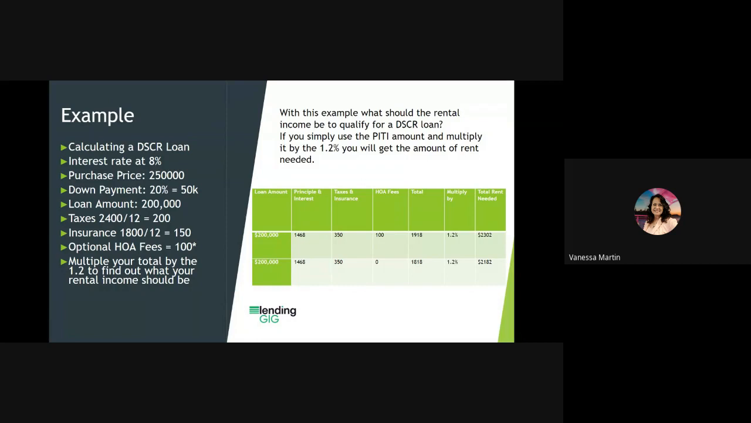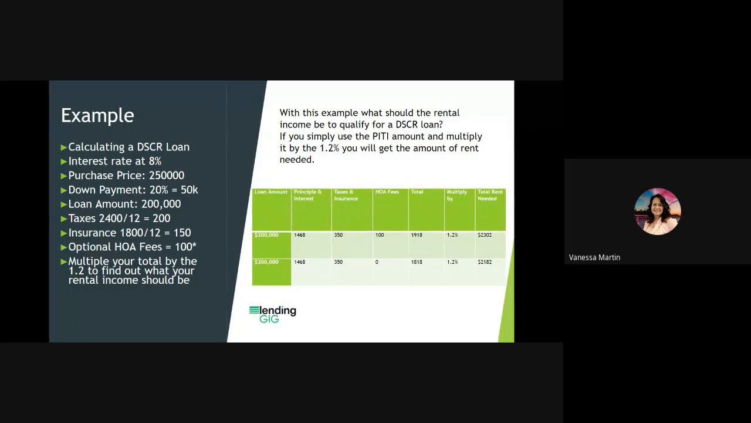You have your taxes and insurance, and you have your HOA fees. In the first example, it comes to $1918. So if you take that number and multiply it by the 1.2%, the rental income you're going to need to cover that ratio is basically $2,300. So that's what you're going to need to cover that rent. And that's exactly the way the lender looks at it.